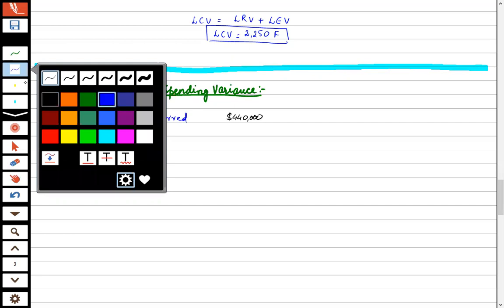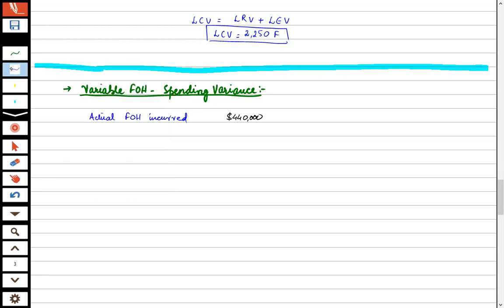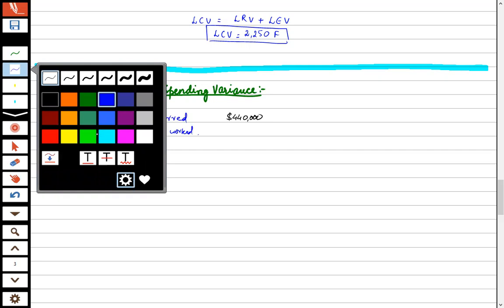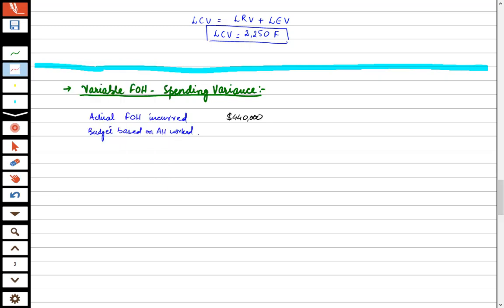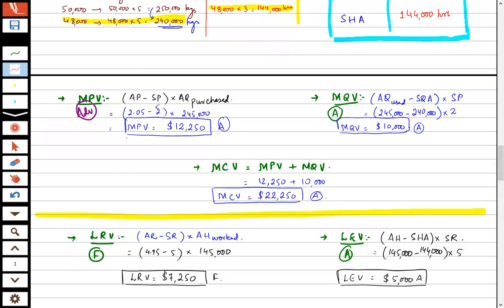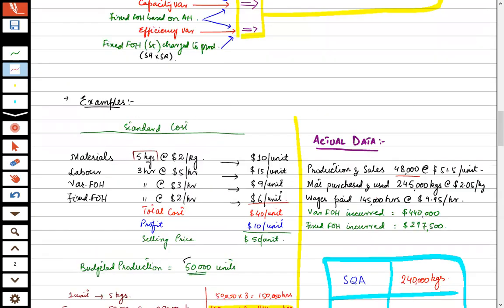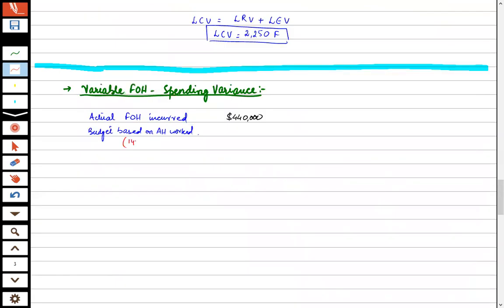Similarly, the next would be budget based on actual hours worked. Now, as we had learned earlier, budget or standard can be used interchangeably. So now how it will be calculated is very important. Budget based on actual hours worked. How many actual hours were worked? Actual hours were 145,000.